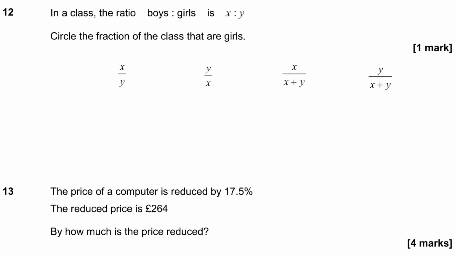Question 12. In a class, the ratio of boys to girls is x to y. Circle the fraction of the class that are girls. Well, the total number of students in the class is going to be the number of boys plus the number of girls. And so the fraction that are girls is going to be y over x plus y, so it's that one there.